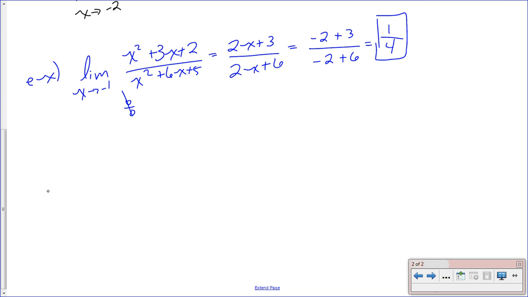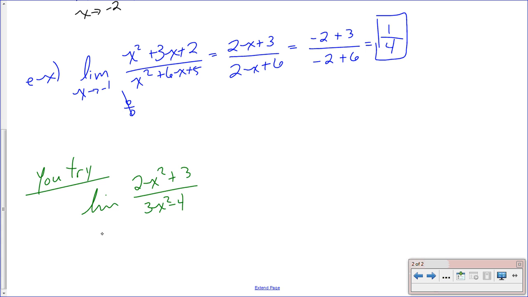So here's your you try. Find the limit of 2x squared plus 3 over 3x squared minus 4 as x approaches infinity. So pause the video, take a few moments and figure this out.